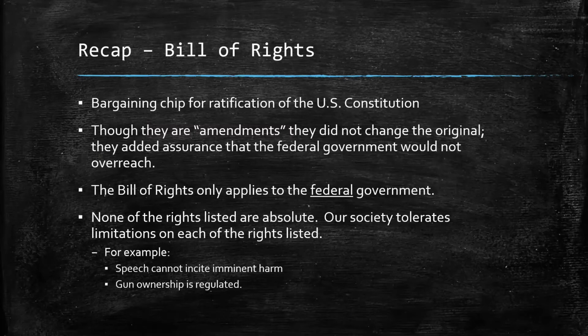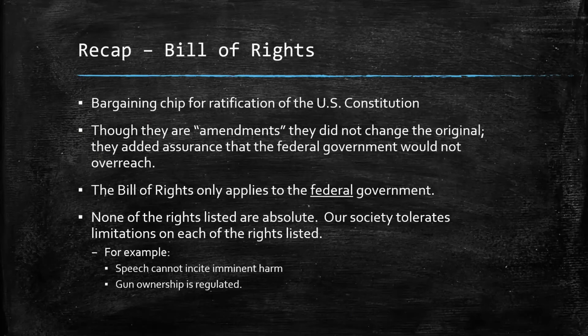So that is a brief overview of the first 10 amendments to the U.S. Constitution. As you saw in the video, these amendments were the bargaining chip for ratification of the Constitution. Had they not been submitted, the original Constitution would not have been ratified. So even though they are technically amendments, they didn't really change anything in the original Constitution. They simply added some assurance that our government would not overreach. The whole process of creating the U.S. Constitution was a compromise. The interest of competing ideologies had to be accommodated.